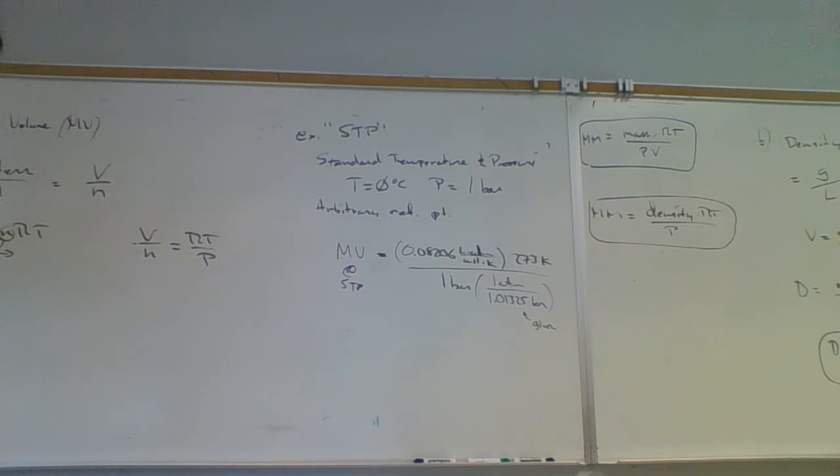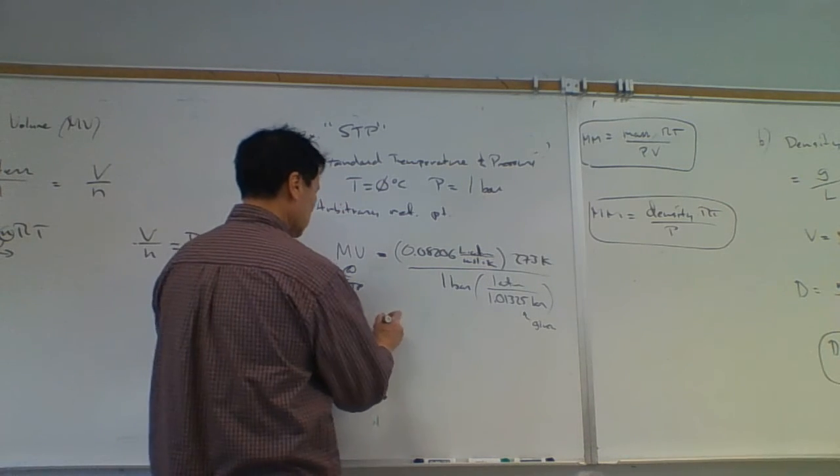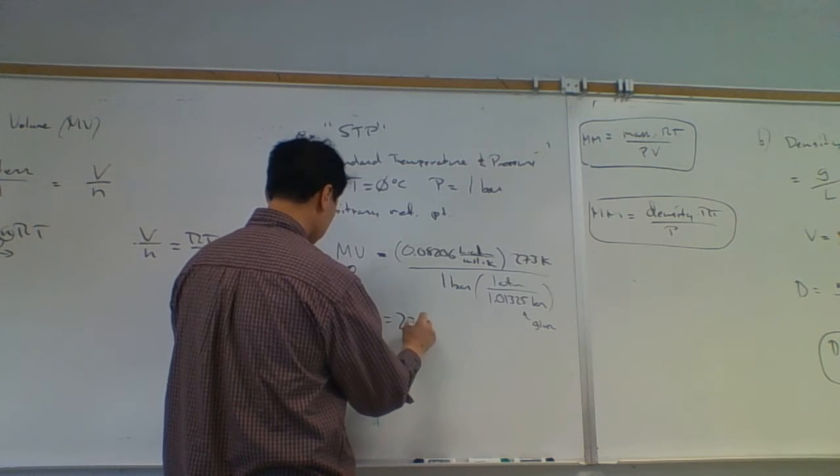All right, so let's calculate this here. So I'm going to take 0.08206 times 273 divided by, oh actually, let's do not divided by, times. I'm going to back up. Let's do times 1.01325. 2.69. This comes out to 22.6.